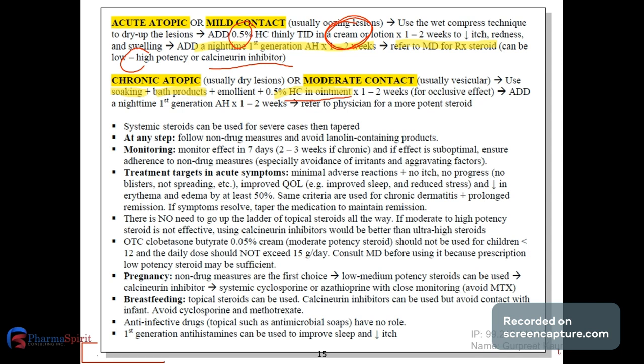We will talk now about different treatment options and some principles of management. Systemic steroids can be used for the severe cases, and then we taper them at any step.